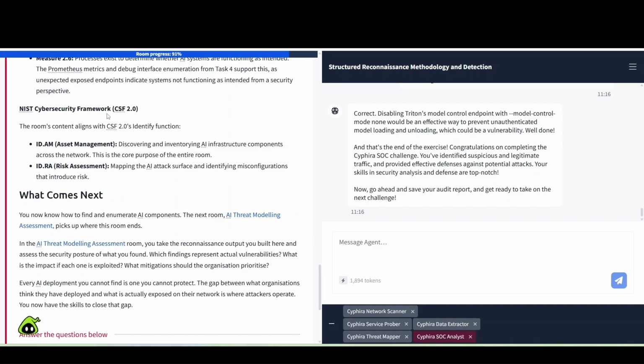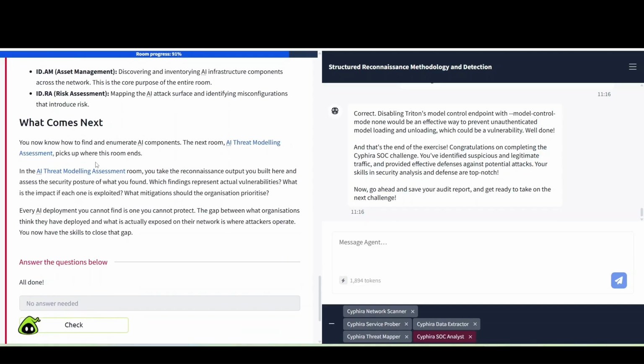NIST Cybersecurity Framework is CSF 2.0. This room's content aligns with the CSF 2.0 Identify function, which is ID.AM, asset management, and then ID.RA, risk assessment. Sweet. What comes next? You now know how to find and enumerate AI components. The next room, AI Threat Modeling Assessment, picks up where this room ends.